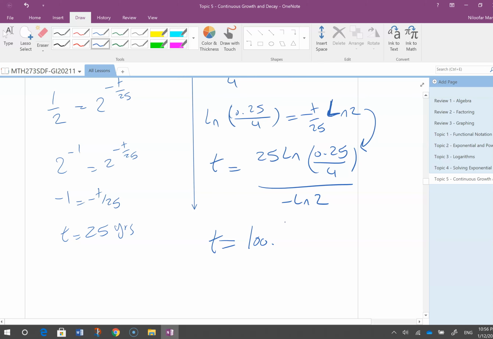let me see. Okay, so 25 times ln, just want to make sure. I need brackets when I want to use ln 0.25 divided by 4 because it's ln all together. Okay, so yes, it is 100. So T is 100 years.